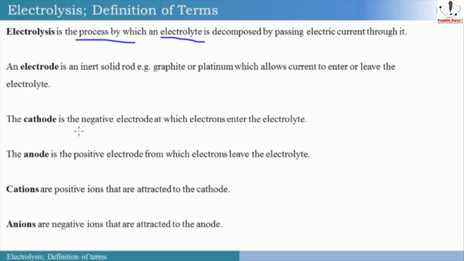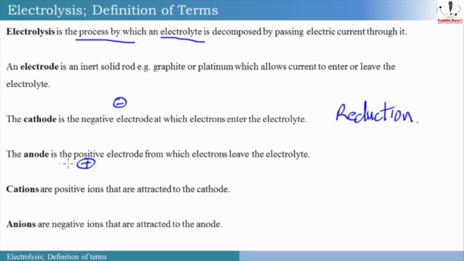Your cathode is your negative electrode, and electrons enter the electrolytes through the cathode. The anode is your positive electrode, and electrons leave the electrolyte through the anode. Because electrons are being accepted or enter at the cathode, we're going to say that the process that takes place at the cathode is reduction. And you would remember from oxidation and reduction that reduction simply means the gaining of electrons.